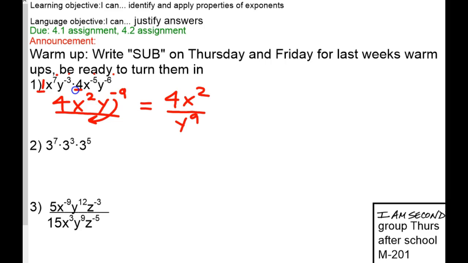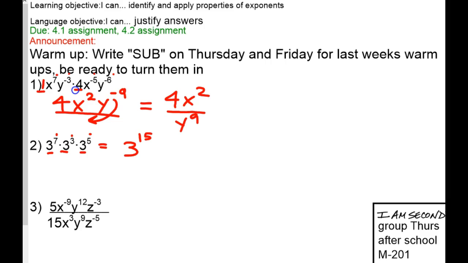Number 2, if the bases are the same, that's still a base of 3. Okay, that is not a coefficient 3. It's the base of the exponent. So the 3 stays the same. And what do I do with these powers? Add them up. 7 plus 3 plus 5 is 15. You could give me that answer as a number, but that's fine right there.